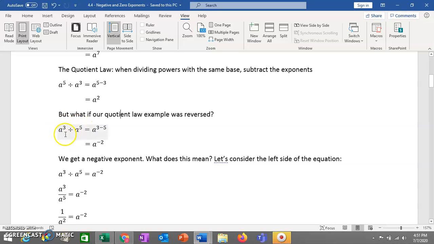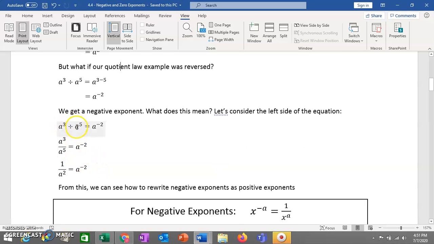So this kind of hints at what the negative exponents are going to turn into, because if you look on the left-hand side of this equation, we can simplify that. So let's see how that works. a to the 3 divided by a to the 5, we can cancel, right? Remember that a to the 3 means you have a multiplied by itself 3 times. You have a times a times a. On the bottom, you have a times a times a times a times a, 5 times. So your 3 a's on top will cancel with 3 a's on the bottom.